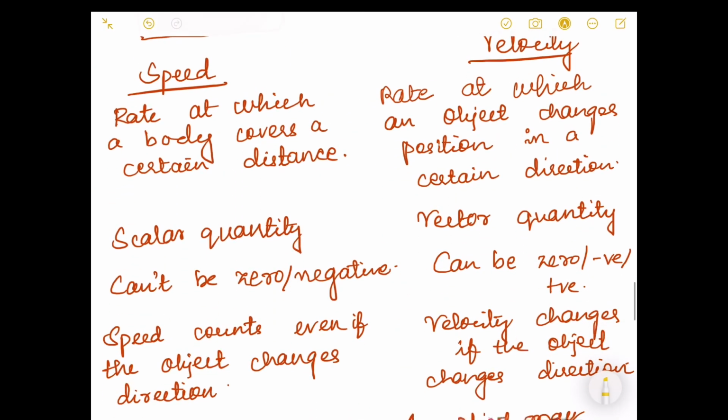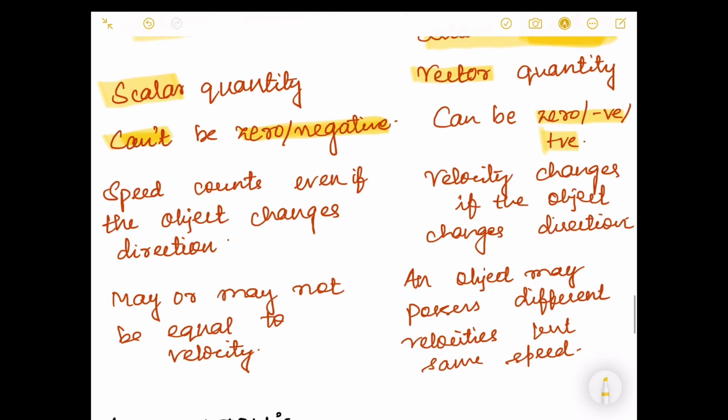Now let us consider the difference between speed and velocity. Speed is the rate at which a body covers a certain distance, whereas velocity is the rate at which an object changes its position but in a certain direction. Direction differentiates velocity from speed. Speed is a scalar quantity, velocity is a vector quantity. Speed can't be 0 or negative, just like distance, whereas velocity can be 0, negative or positive. Speed doesn't change even if the object changes direction, but velocity changes if the object changes direction.